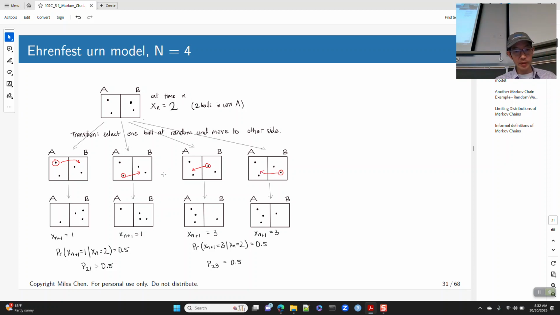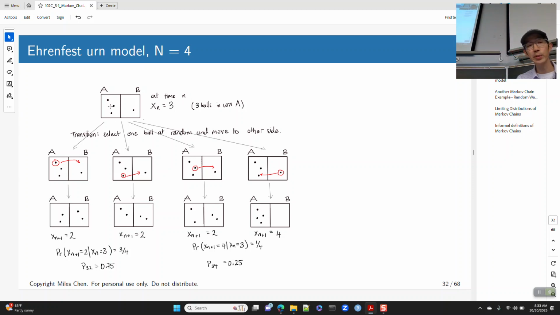So counting, we have 4 possible transitions, and of these, 2 of them result with 1 left in A, and 2 of them result with 3 in A. And so the probability that at time n plus 1, we have 1 ball in A, given that we started off with 2, is going to be 0.5. And the probability that at time n plus 1, we have 3 balls in A, given that we started with 2 balls, is going to be 0.5. So our transition probabilities are: going from 2 to 1, P21 is 0.5, and going from 2 to 3, P23, is 0.5. So that's pretty simple.